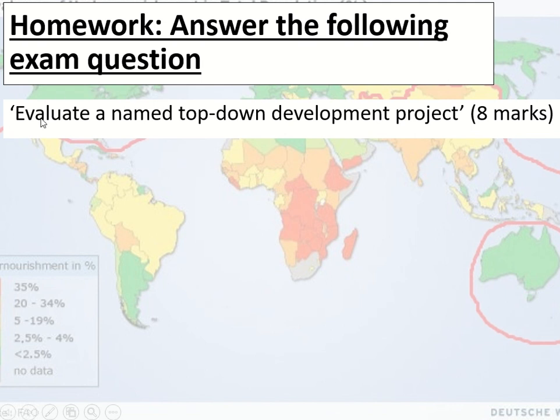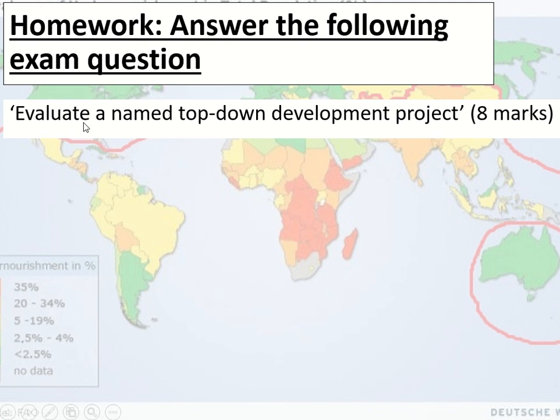So this is the 8-mark question that I'd like you to try and attempt. Evaluate a named top-down development project. Now the top-down development project is easy. It's the Three Gorges Dam, and all the information you need, you've just been doing. But because it's an essay that says evaluate, it needs a conclusion.